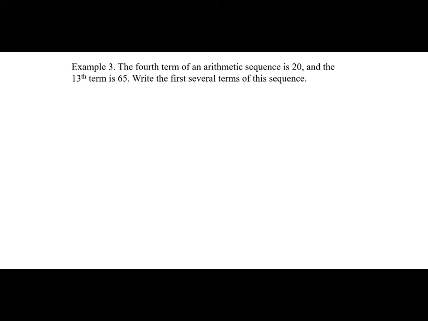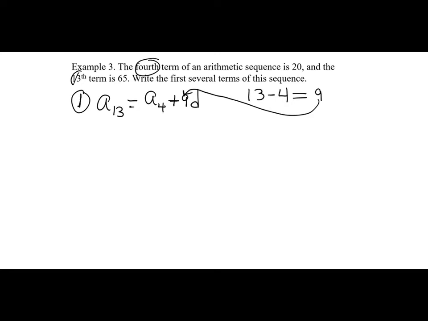So the first thing I'm going to do is take my a sub 13, or my 13th term, and set it equal to the fourth term that they told me about, and add it with 9 times the common difference. Where I'm getting the number 9 is by looking at how many terms are in between 13 and 4. Because there are 9 terms that lie in between, that's the number that's going to go in front of my common difference. So now all I need to do is replace what I know here.